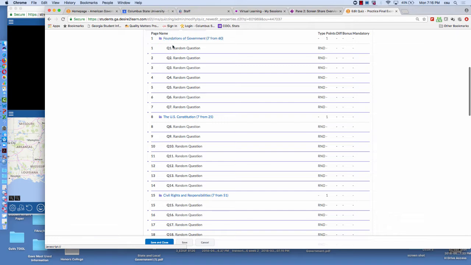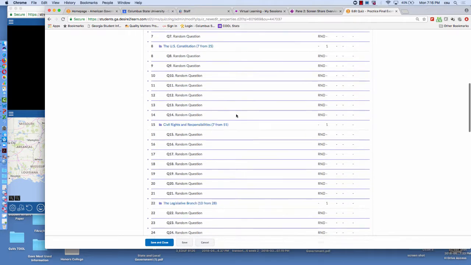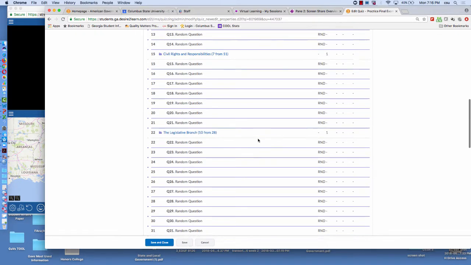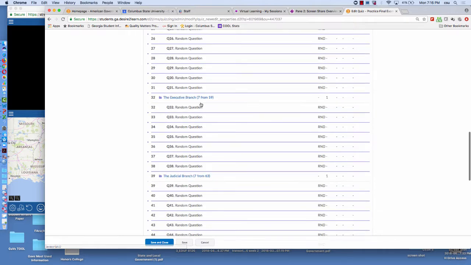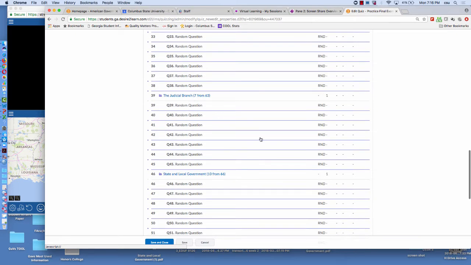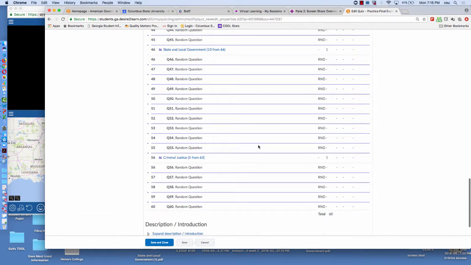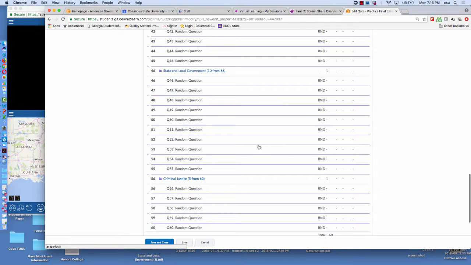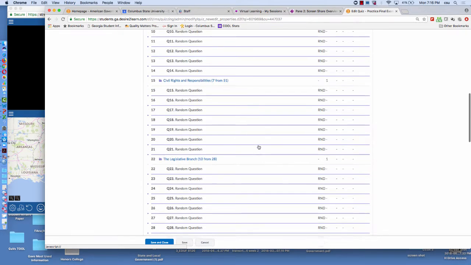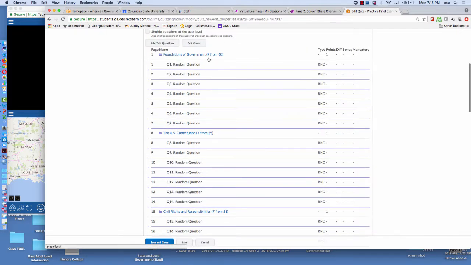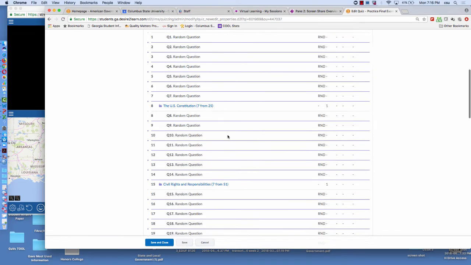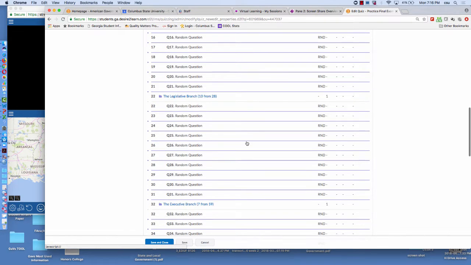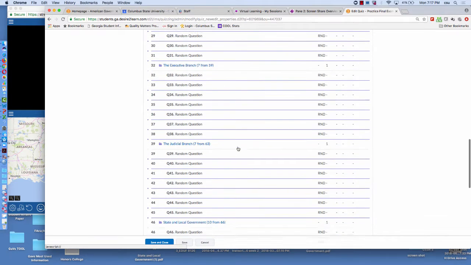All right, so you see these folders right here. It has Foundations of Government, U.S. Constitution, Civil Rights and Responsibilities, Legislative Branch, Executive Branch, Judicial Branch, State and Local Government, and then Criminal Justice. You may recall that these were the different units we studied in the course. Okay? You may also notice as we're going through these that there are some numbers attached to each of these. 7 from 60, 7 from 25, 7 from 51, 10 from 28, and so on and so forth.